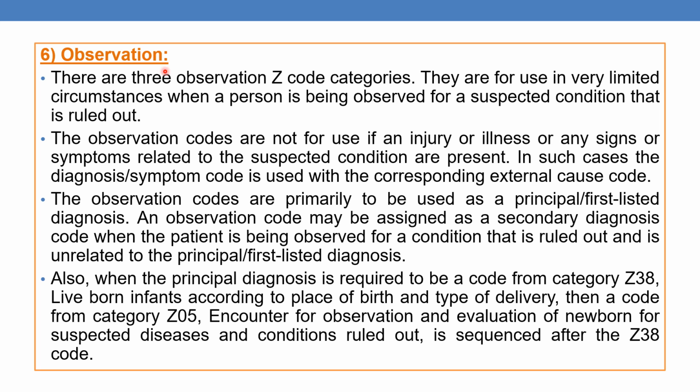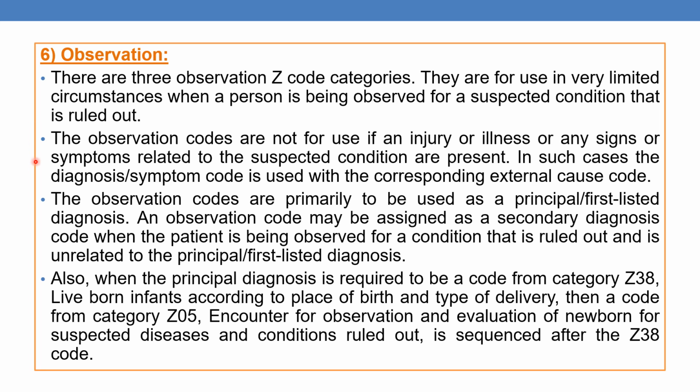Now coming to observation, there are three observation Z code categories. They are for use in very limited circumstances when a person is being observed for a suspected condition that is ruled out. The condition must not be present. It must be ruled out. A suspected condition must be ruled out. Then only can you code observation codes.